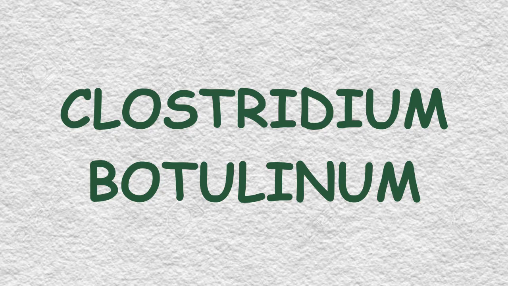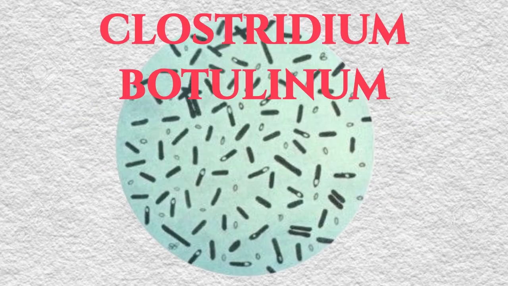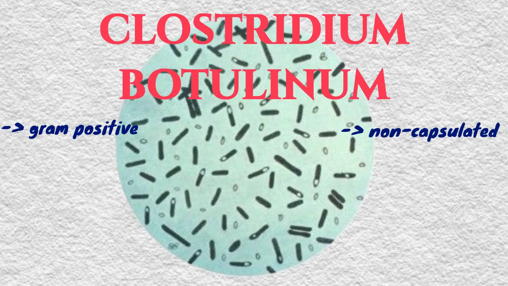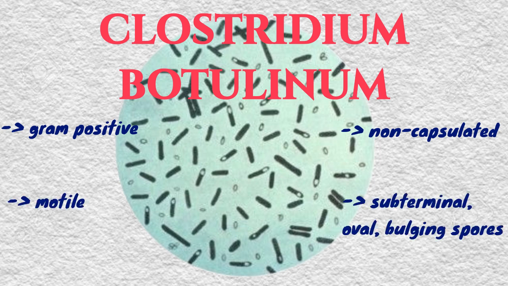Hello everyone. Today's video will discuss Clostridium botulinum, including its pathogenesis, cultural characteristics, clinical features, microscopic examination, prevention, and treatment. Clostridium botulinum is a gram-positive, non-capsulated bacillus. It is motile and has subterminal, oval, bulging spores.